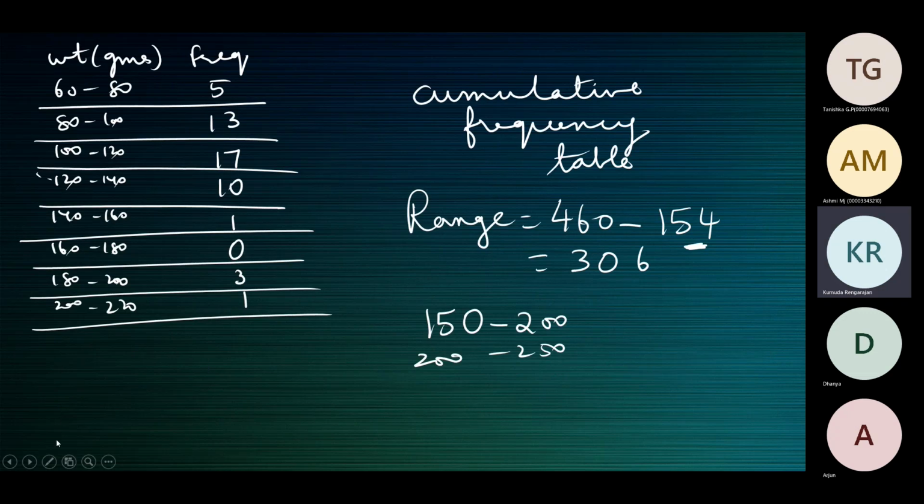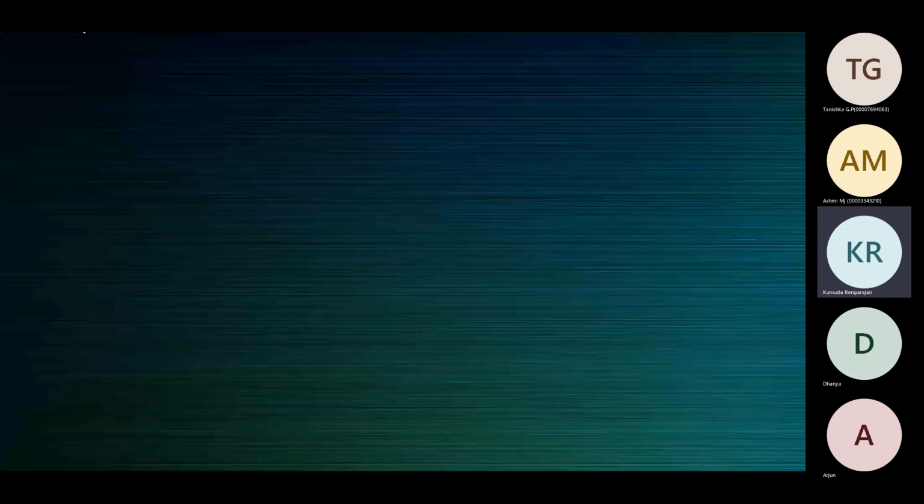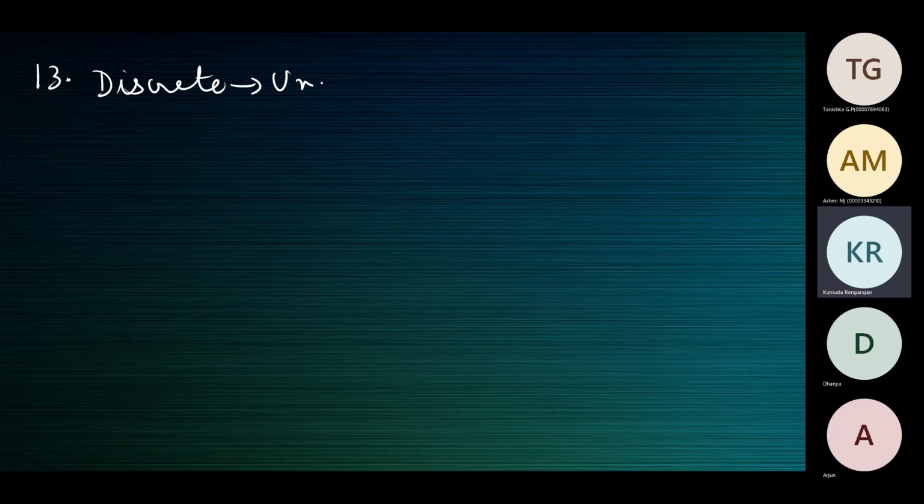Now the next one. Let's do the 13th one. Form a discrete frequency distribution. Discrete meaning ungrouped. Ungrouped meaning without class intervals. Discrete or ungrouped.